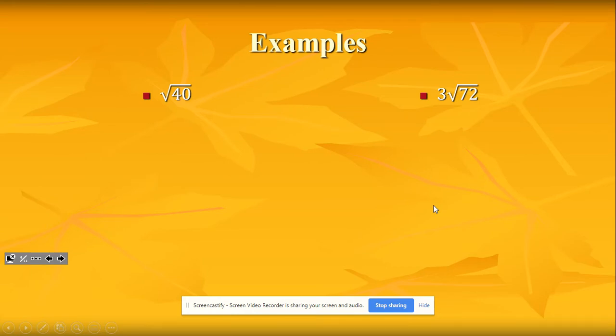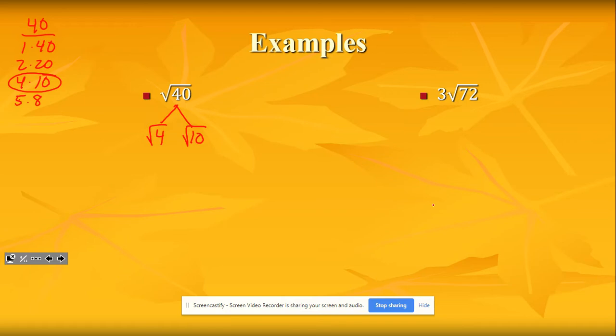Here's some examples. I'll do radical 40, and then you can do 3 radical 72 on your own. Radical 40, we first find factors of 40. So 1 and 40, 2 and 20, 4 and 10, and 5 and 8. The perfect square factors are 1 and 4. 4 is the biggest one, so I want to select 4 and 10. I then break it up into those 2 factors and having a radical sign with each.